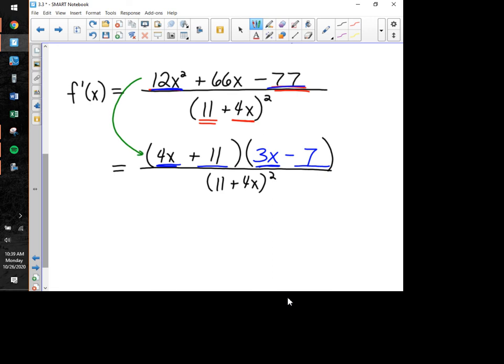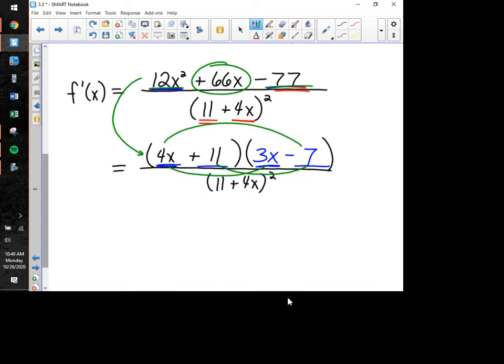Does the first product work? 4x times 3x? Yes, it does. Does the last product work? 11 times negative 7? Yes, it does. But neither of those two things surprises me. I chose those blue numbers there, the 3x and the negative 7, so that they would work with the 12x squared and the minus 77. The real proof, everybody, is can we get this 66x here to work out with the outer and the inner products combined? So we need to check that.